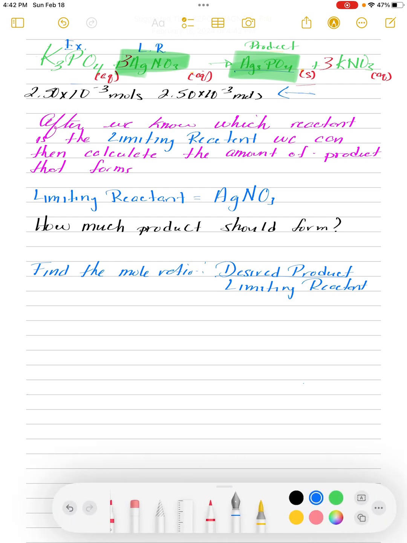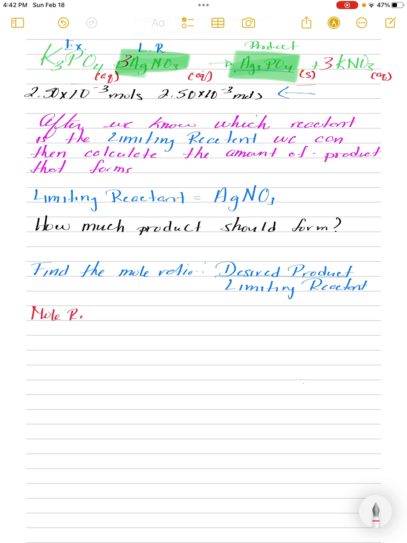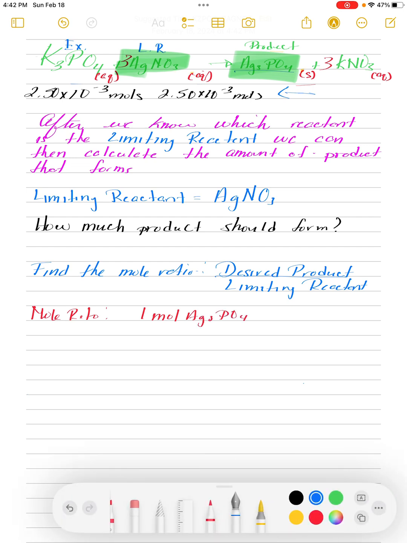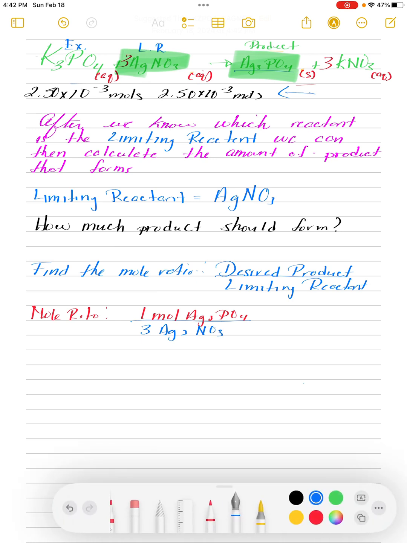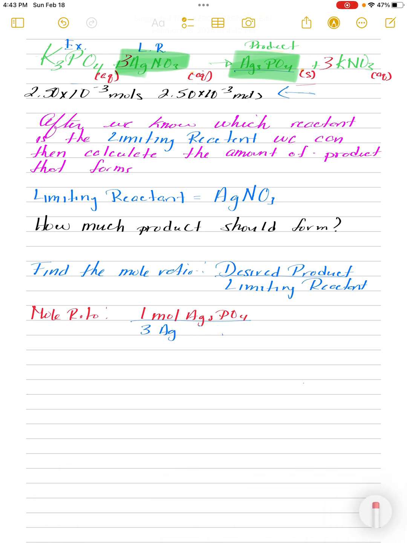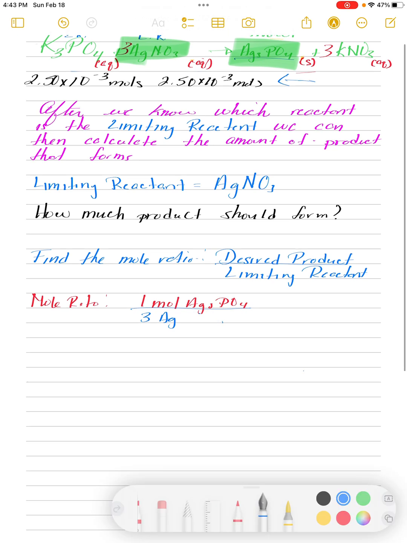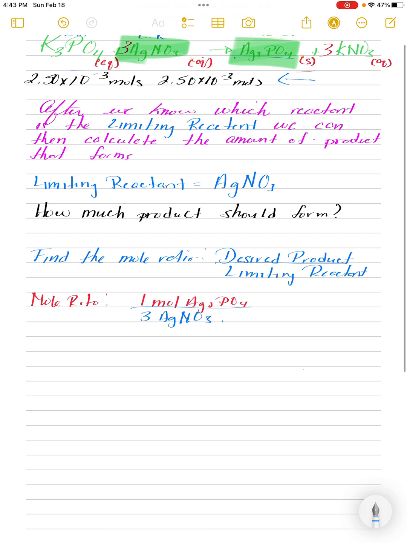Now, I'm going to change the color, and we're going to write the mole ratio, because we have our model now. So our mole ratio is going to be 1 mole of silver phosphate produced for every 3 moles of silver nitrate that reacts. Whoops, I wrote that wrong. There we go. All right, so this is our mole ratio.